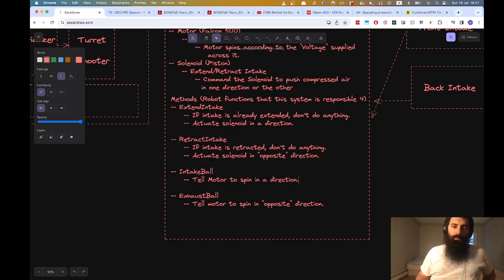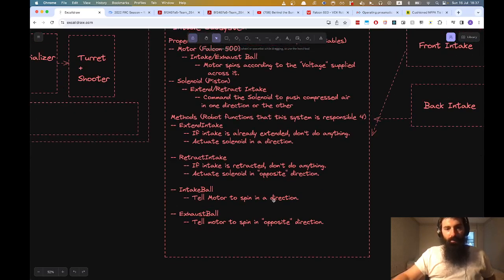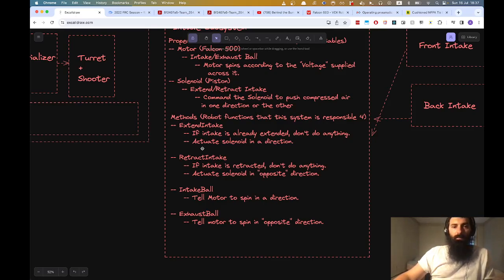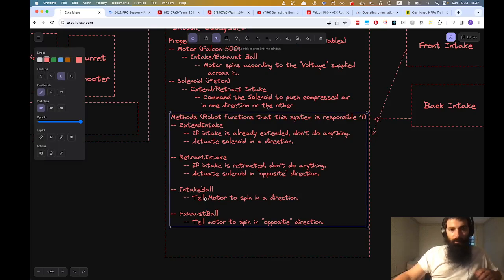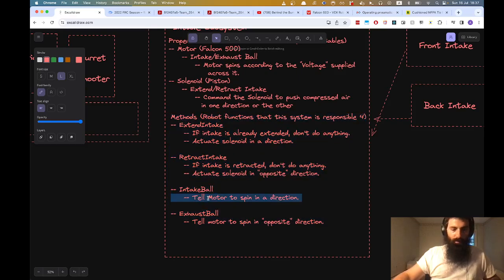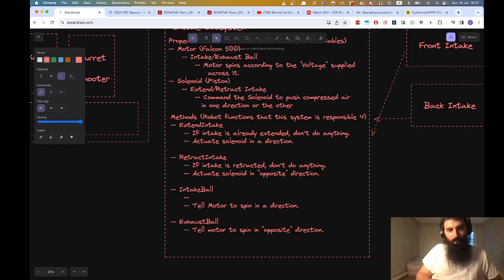Okay. So something that was brought up, which is very interesting, is that intaking a ball, it's not enough to just tell the motor to spin in a given direction. Because why? What happens if you spin the motor, but this intake subsystem is stowed or is retracted? It won't actually intake the ball. So what we have to do is, in the intake ball method, we have to first extend the intake. So the first thing we have to do is extend the intake, and then we tell the motor to spin in a direction.